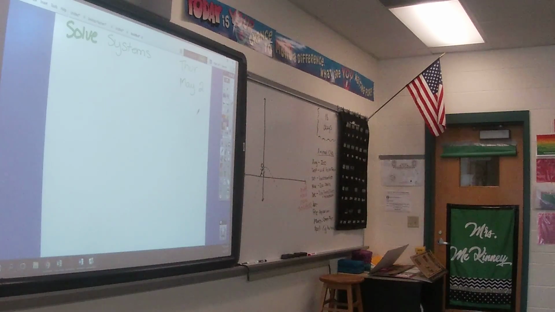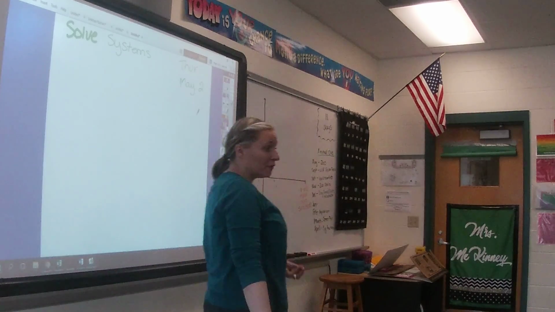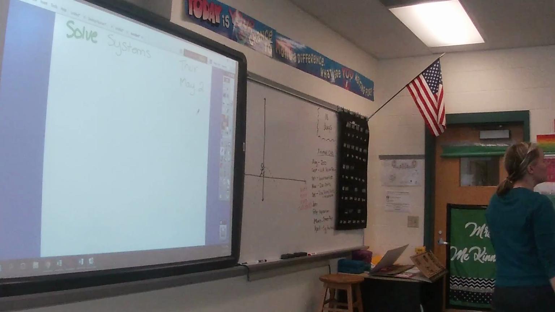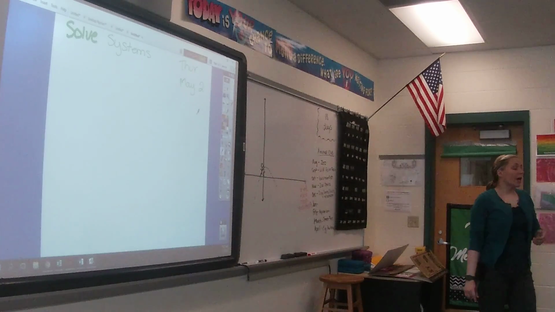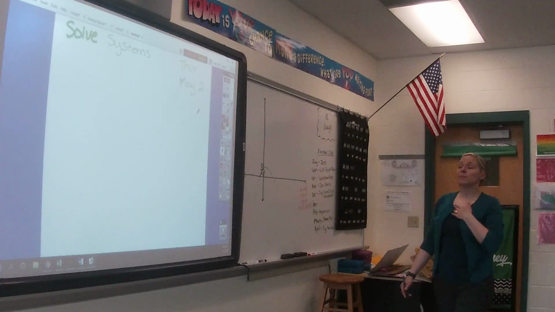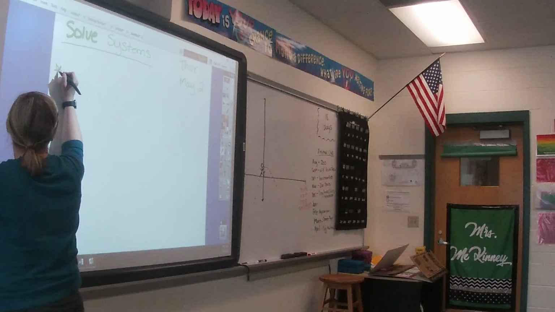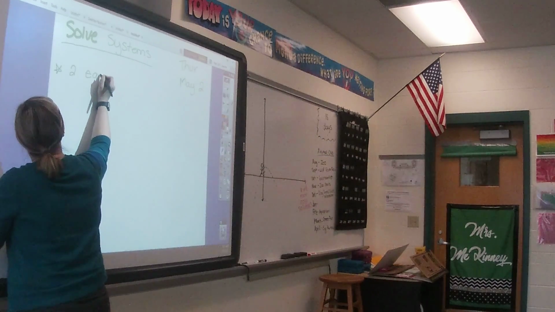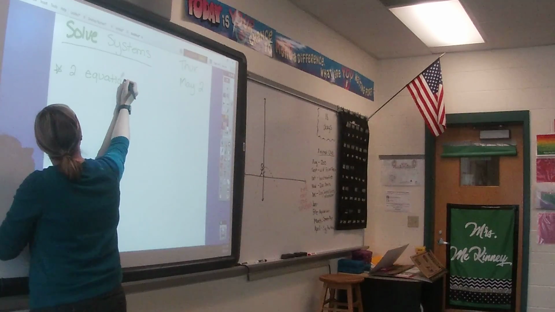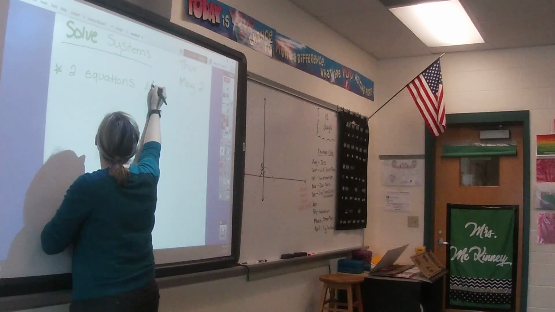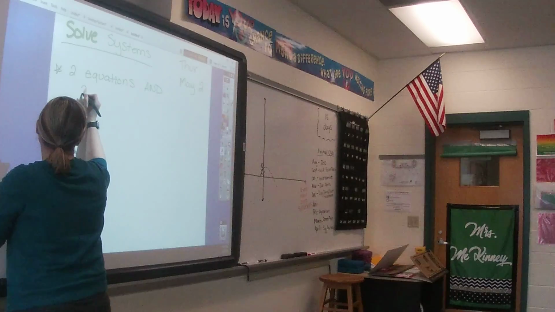So first of all, a system is something that includes multiple variables and multiple equations. We are specifically going to be looking at systems that involve two equations and two variables.